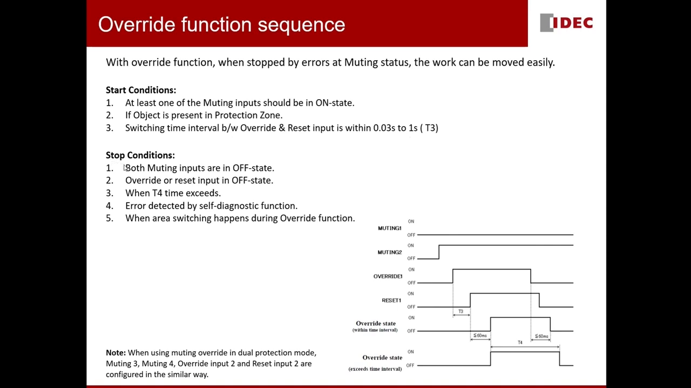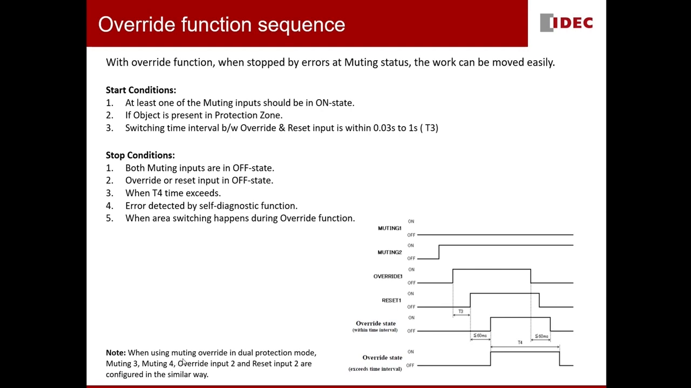Coming to the stop conditions, both muting inputs should be in off state. Override or reset input in off state is the second condition. The third condition is the timer we set in SLS Designer, T4. If the time exceeds, that means if we set 60 seconds and it crosses 60 seconds, the function automatically gets to off state. The function also stops if any error is detected during the functionality, or when an area switching happens during the override function, which should not happen. There is a small note which we have provided.